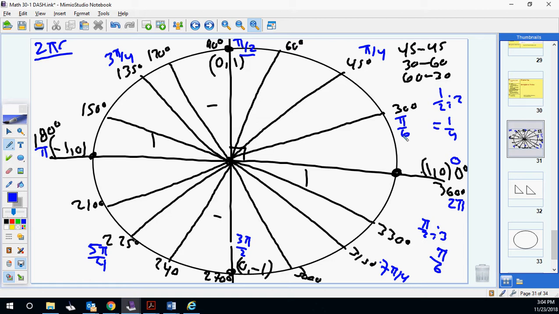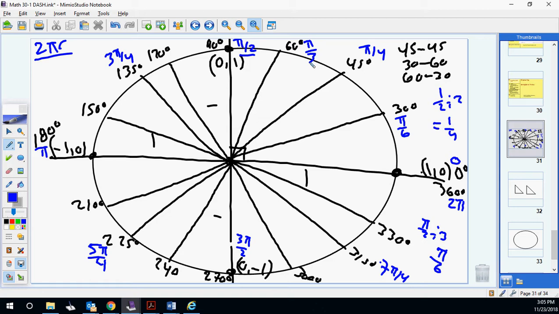Okay? Well, pi over 6, if I went 30 to 60, that's just double, right? 30 to 60, I doubled it there. What's pi over 6 times 2? That's 2 pi over 6. But 2 pi over 6 reduces to pi over 3. So it's just a lot of fraction simplifying with these. They're really not too bad once you get the pattern down.